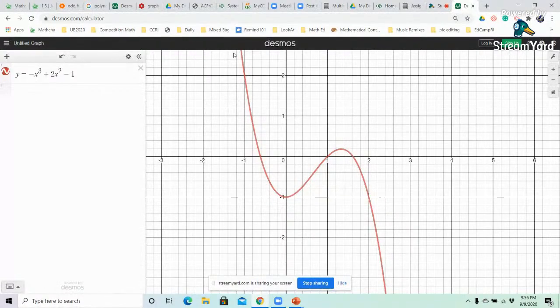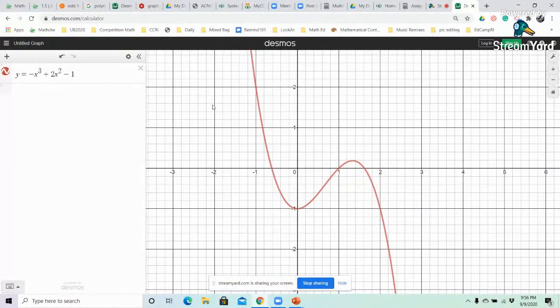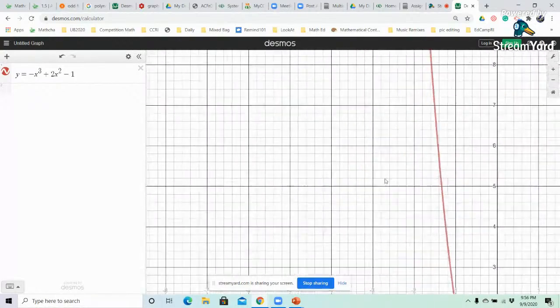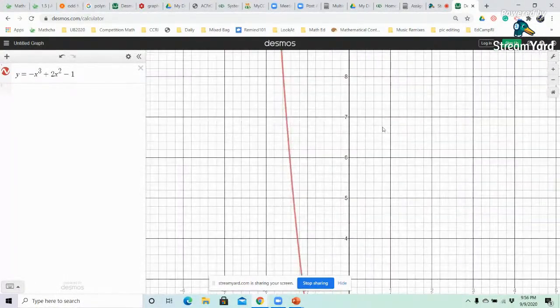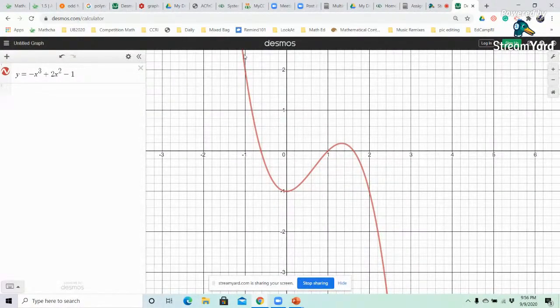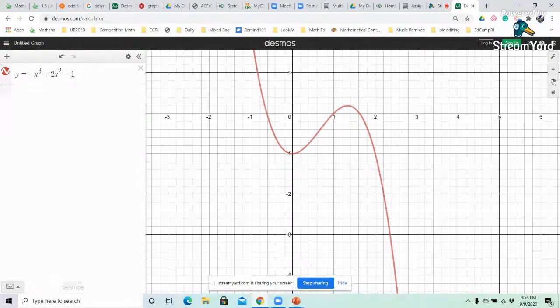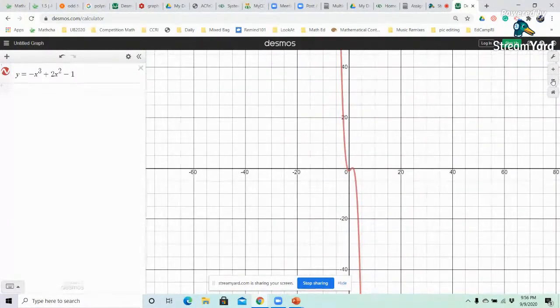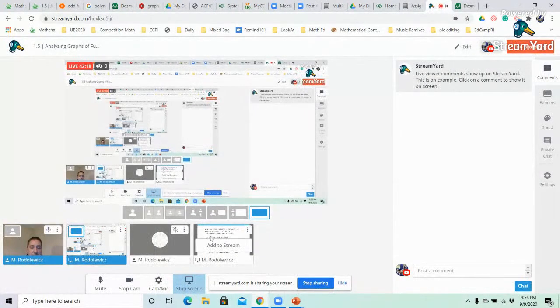So to be honest with you, the domain is all real numbers, right? It does go on and on and on forever. And the same can be said for the range, right? Because I could technically highlight the entire y-axis if I zoom out far enough. It might take me a long time to zoom out, but it would get there. So I'll leave that as that and switch back to the tablet for a moment here.